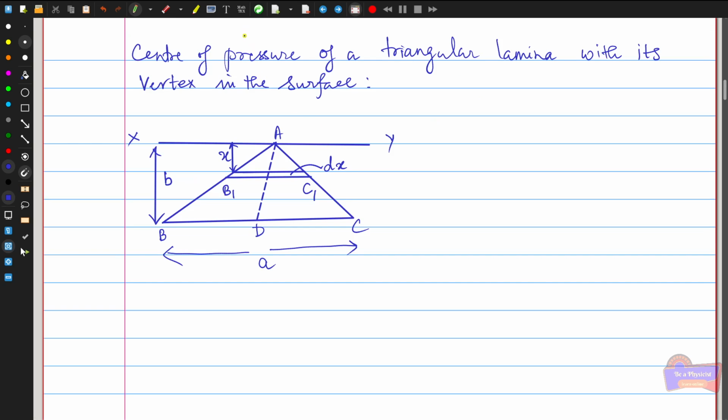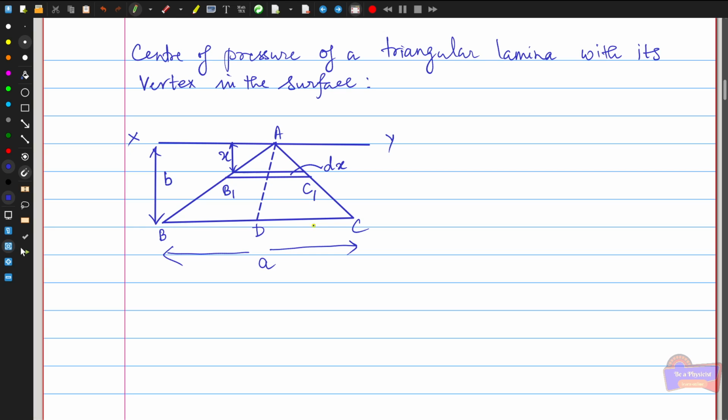So first we are going to find the center of pressure of the triangular lamina which is immersed vertically in a liquid with its vertex at the surface of the liquid, and the base horizontal with the liquid surface. So we are going to consider the triangle ABC, immersed vertically in the liquid with the vertex A on the surface of the liquid, and its base BC horizontal with the liquid surface.